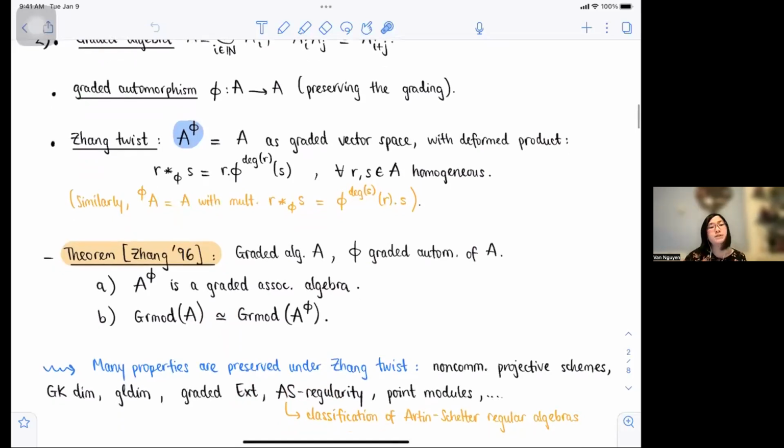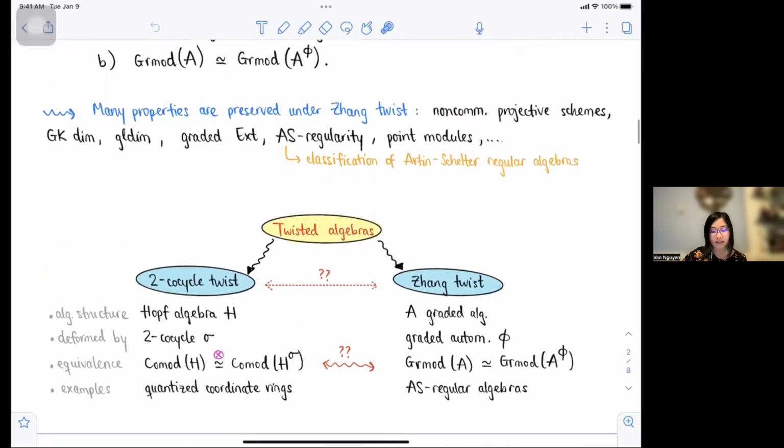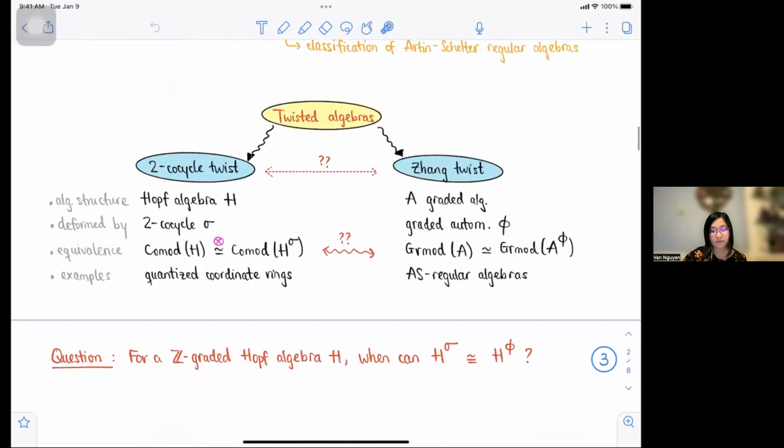All right, so those are the two kinds of twisting that we've seen. Let's look at the big picture, or summarize again.